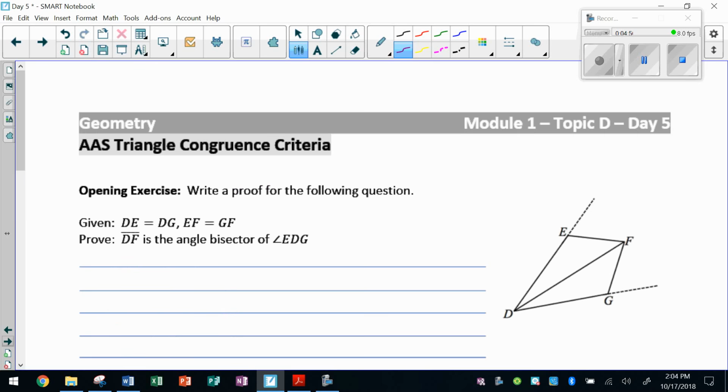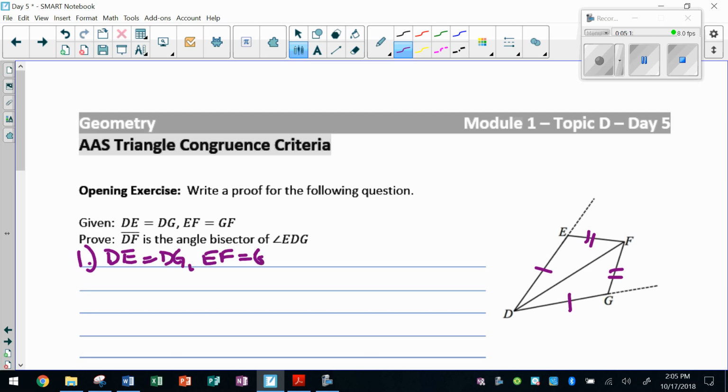Let's take a look at the notes for today, which is day 5. In the opening exercise, they want us to write a proof for the following question. They tell us DE and DG are equal. They tell us EF and GF are equal, and that's given. So we'll go ahead and copy that.